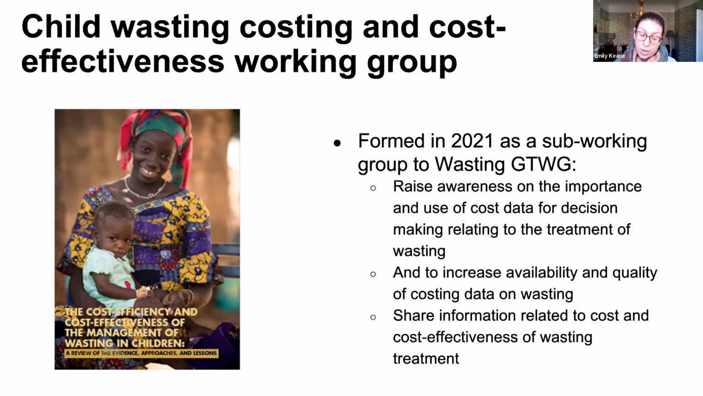As a result, in 2021, a working group was formed under the Wasting Global Technical Working Group, focusing on costing and cost effectiveness of child wasting treatment. This group has 3 main objectives. Firstly, to raise awareness on the importance and use of cost data for decision-making related to the treatment of wasting. Secondly, to increase the availability and quality of costing data on wasting. And thirdly, to share information related to cost and cost effectiveness of wasting treatment.